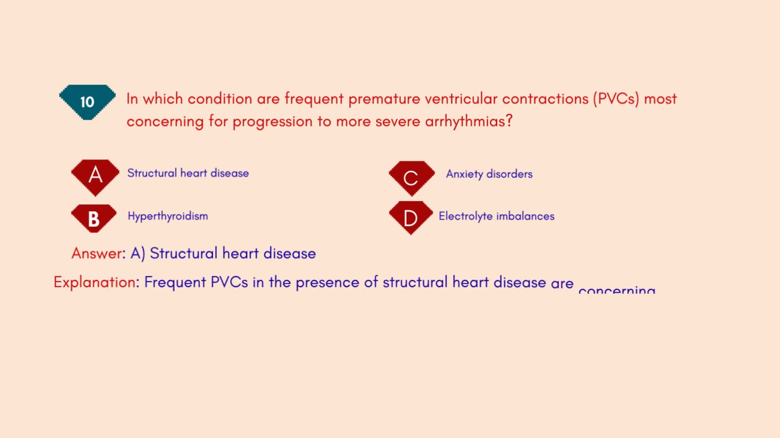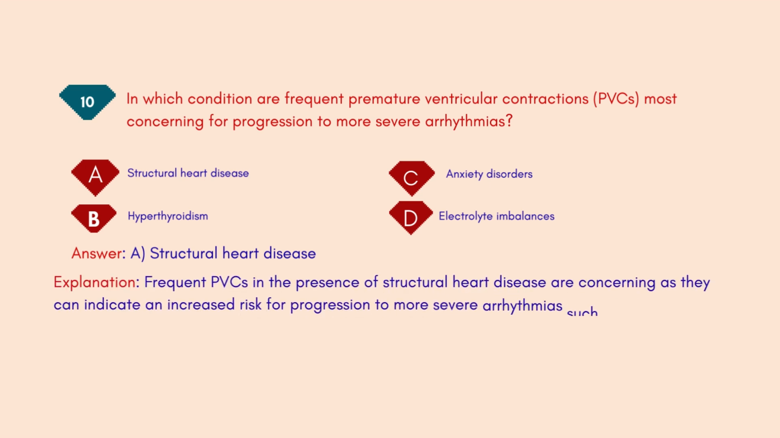Explanation: frequent PVCs in the presence of structural heart disease are concerning as they can indicate an increased risk for progression to more severe arrhythmias such as ventricular tachycardia or ventricular fibrillation.